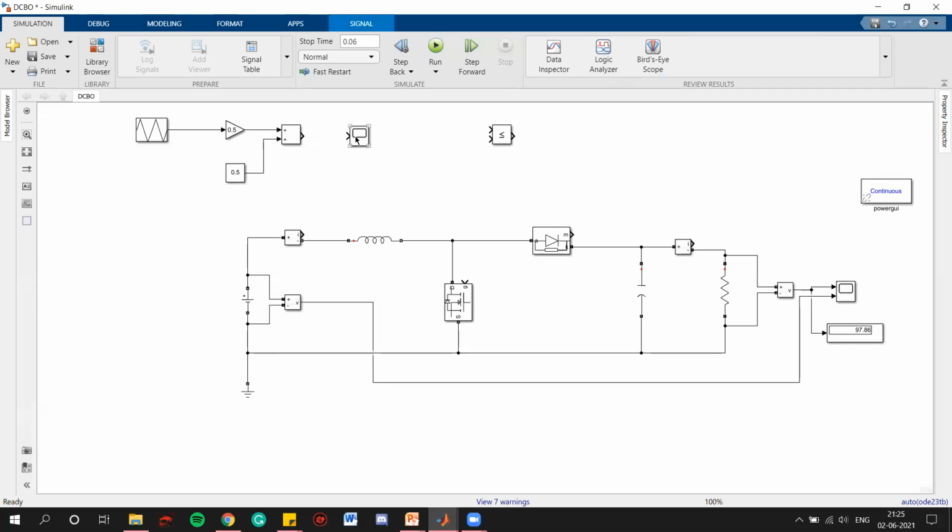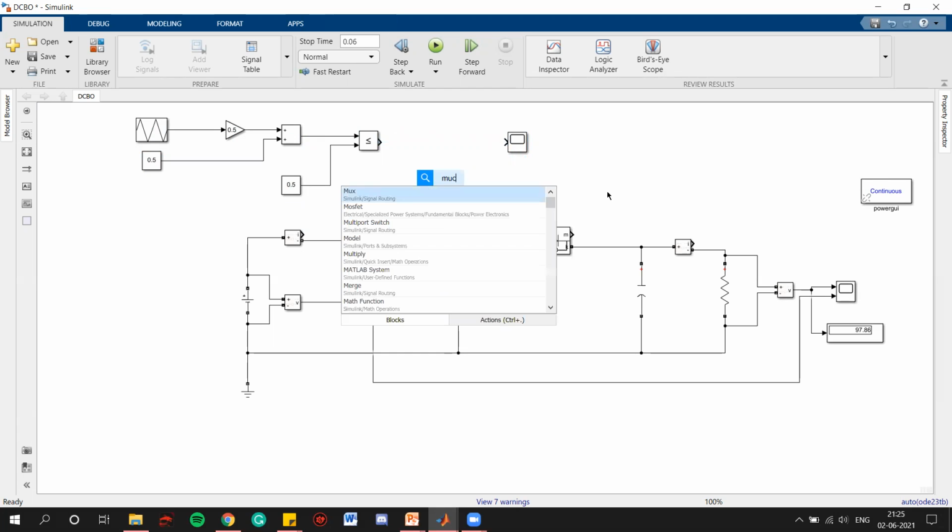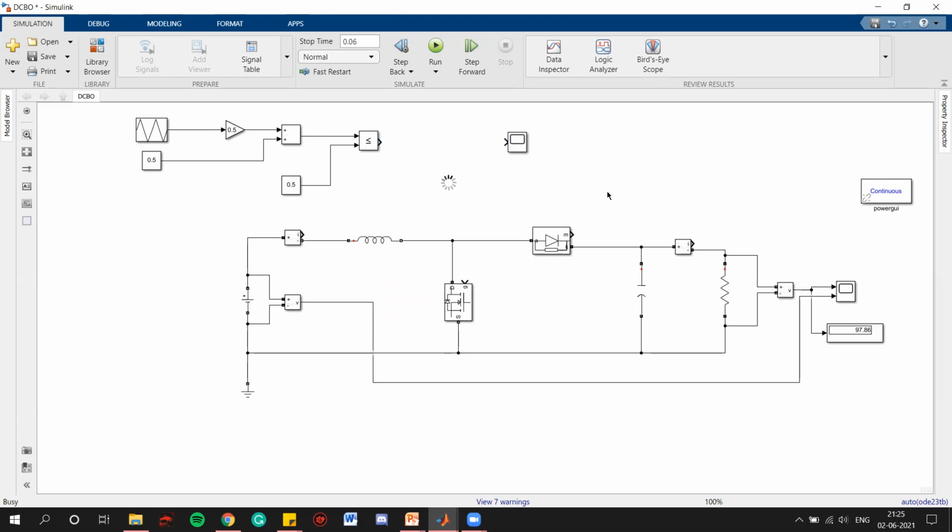Okay, so now let's compare it. Let's put this thing here. We need one more comparator. So now we have this, we are comparing this. We are putting 0.5 deliberately. I'll show you why. So now let's take a multiplexer. So what is this multiplexer? Basically, it will combine two signals and generate a common signal, right?